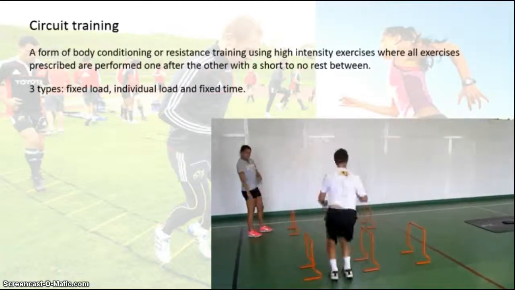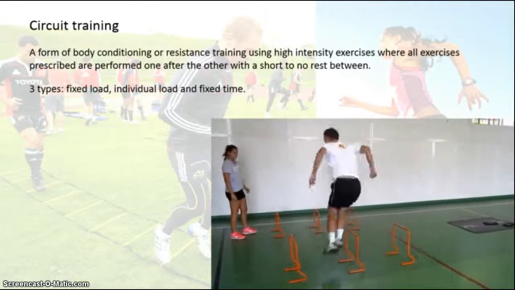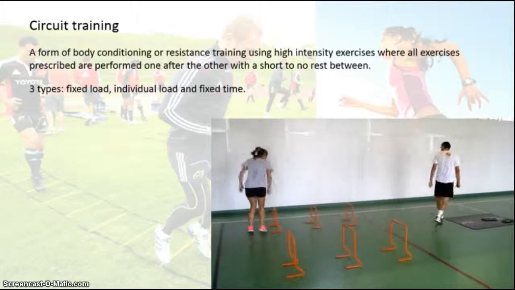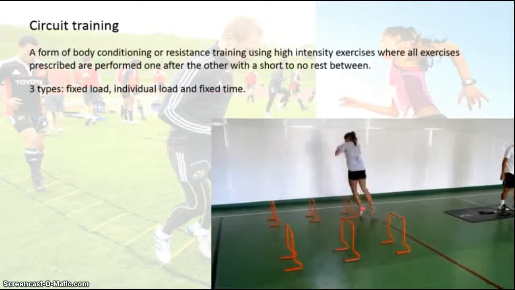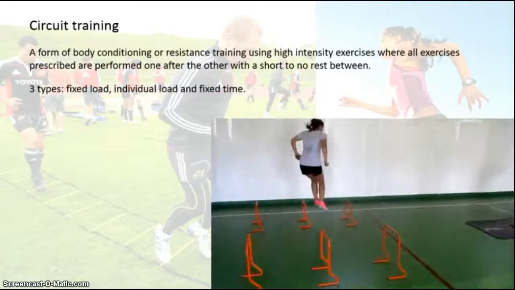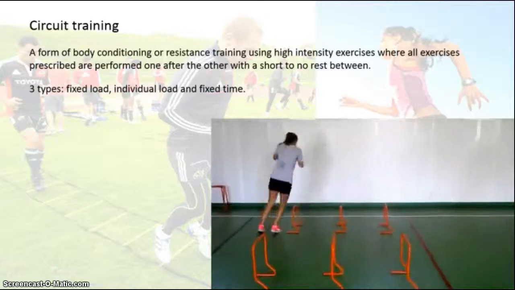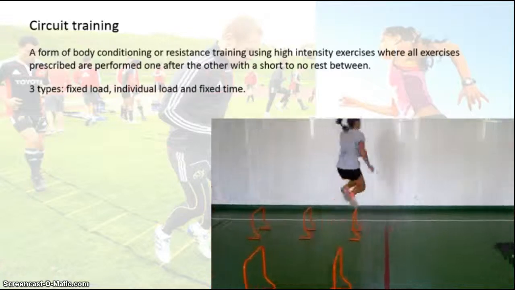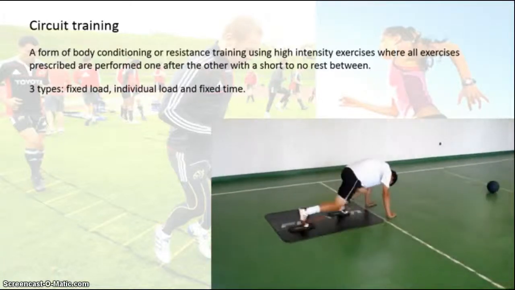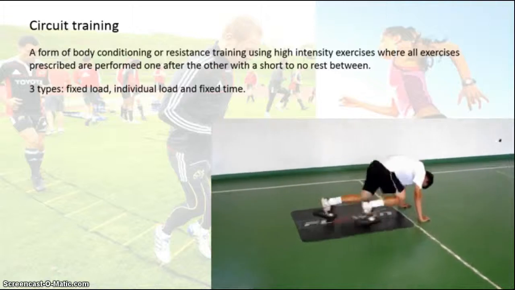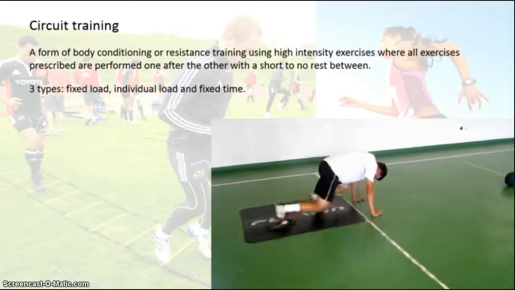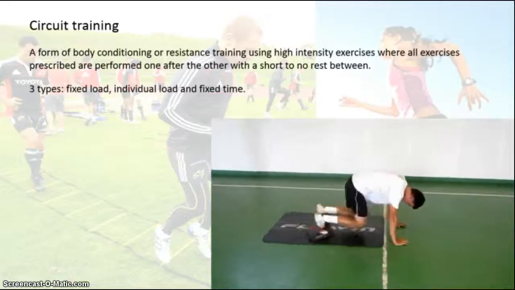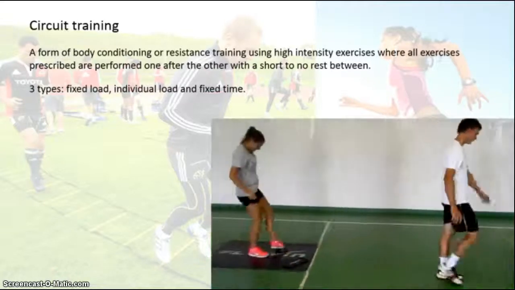There's a fixed load. This is where the number of repetitions for each station is specified. For example, 20 sit-ups, 15 push-ups, 12 tuck jumps, and so on. An individual load, that's the number of repetitions or the time at each station, is specified. However, the load is changed to suit the individual. A fixed time, which is the most popular circuit, where each person begins at a different station and completes as many repetitions as possible in the allotted time.